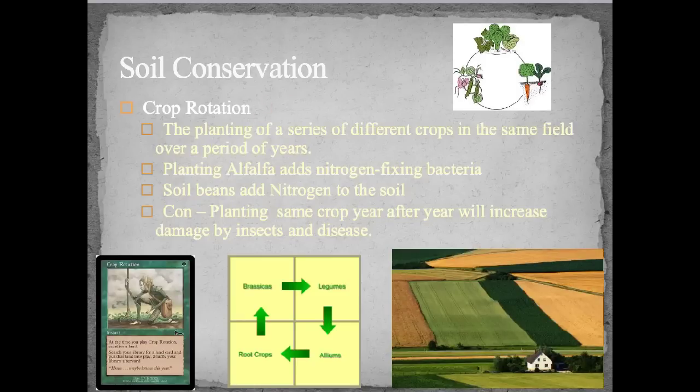Crop rotation: the planting of a series of different crops in the same field over a period of years. Planting alfalfa adds nitrogen-fixing bacteria. Soybeans add nitrogen to the soil, and a downfall of this is that planting the same crops year after year will increase damage by insects and disease. So you've got this crop rotation where you've got legumes, which is like beans, alliums, root crops, and then brassicas. If you do that rotation, it helps keep the mineral wealth within the soil. But the downside is it increases insect quantities and disease quantities.